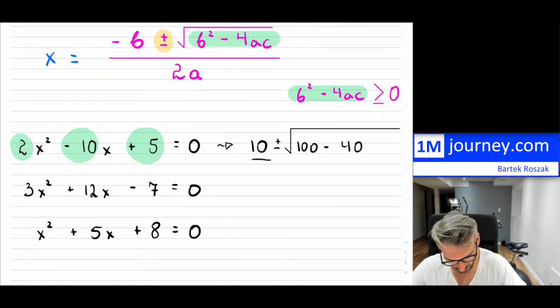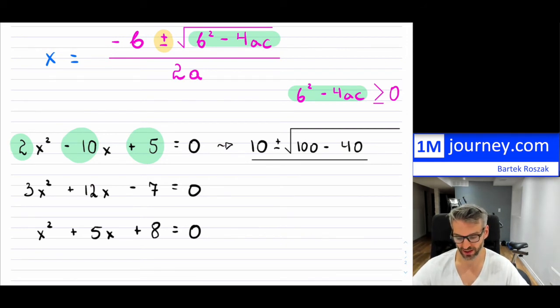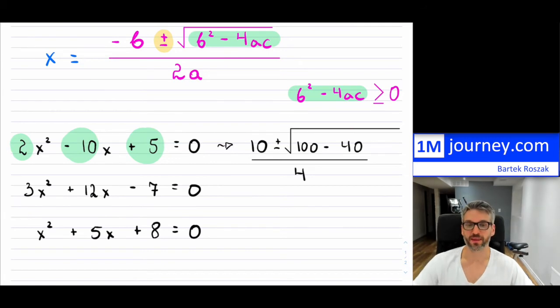And then this whole thing is divided by 2 times a. Now that's going to be 4 because a is 2. And that's going to be our answer. Now you can simplify this. So you have, for instance, 10 divided by 4.